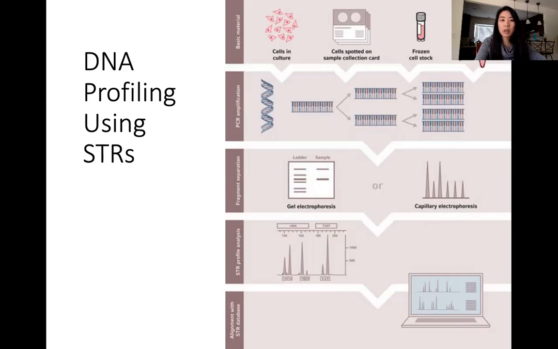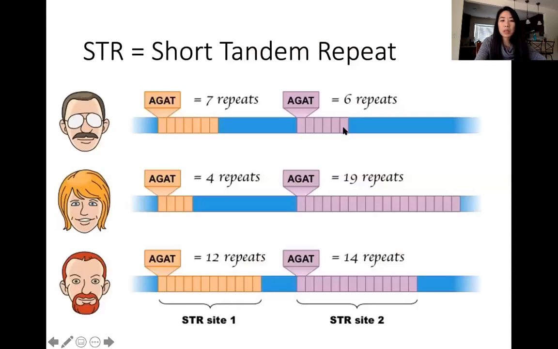Okay, so the first thing is STR stands for short tandem repeat. Basically, in our DNA, we have these sections that are non-coding. So most of our DNA is the same, but we have some sections that would vary. And so these are called the non-coding regions, and it doesn't really matter if it varies because these aren't parts that code for a protein. So this is an example.